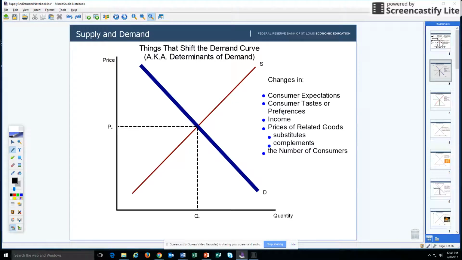Consumer tastes or preferences. This is saying that there's a news article that comes out and it says orange juice is very good for you. And so people say, hey, I think I might buy some orange juice because it's super good for me. So there's an increase in demand for orange juice. Increase to the right, that's where our new demand line would be. Income: say that you get a raise. And so now you have more money available to do things that you want. So now you can go to Starbucks every single day of the week instead of just one day of the week. So your demand for Starbucks would now increase.